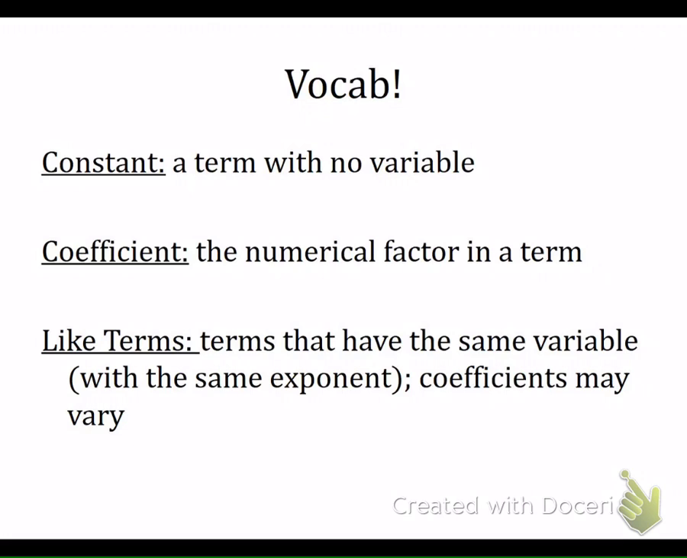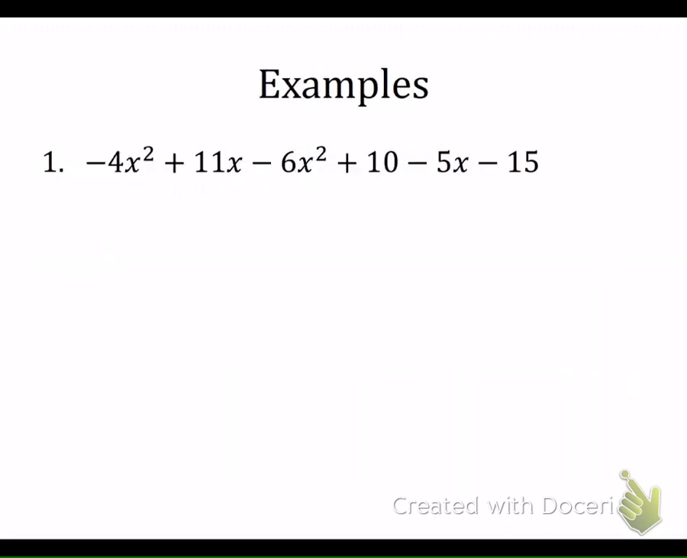And then like terms, that's really what we're focusing on today. Like terms are terms that have the same variable with the same exponent, and we don't really care if the coefficients are the same or not. So to be like terms, same variable, same exponent. All right, now that we're all on the same page, here's your example. So pause the video here, write this down in your notes. When you're ready, hit play, and we'll start combining them.